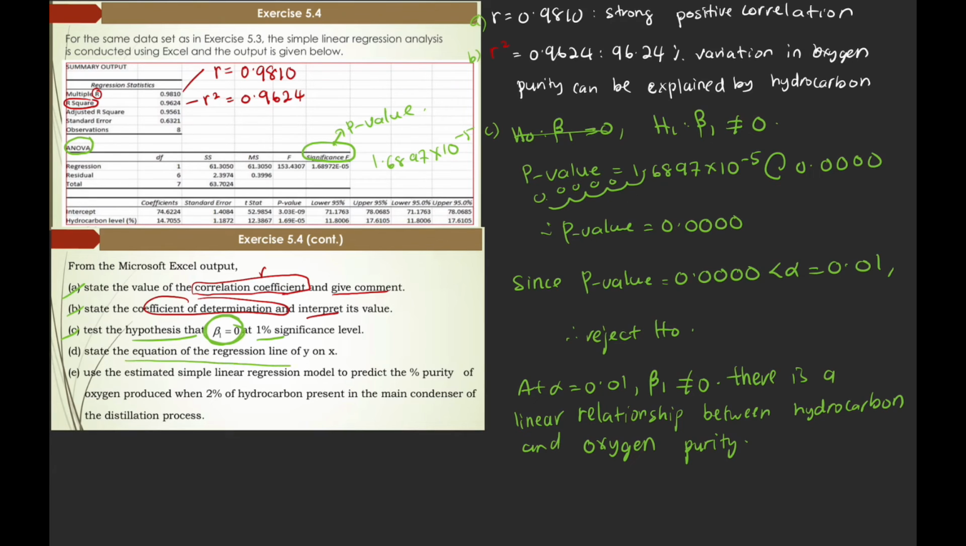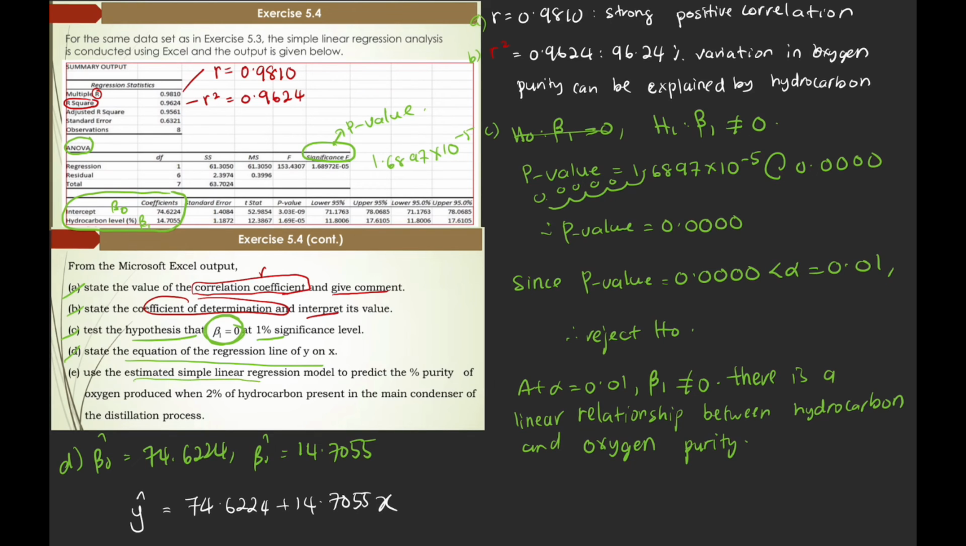D, state the equation. So, the equation we can get from here. This one is beta naught, and this one is beta 1. Beta naught cap equals 74.6224. Beta 1 cap equals 14.7055. Then you write down the equation. The equation will become Y cap equals 74.6224 plus 14.7055x.